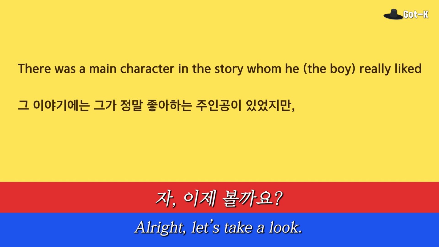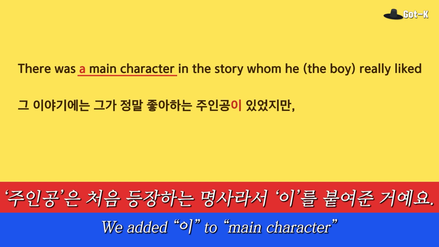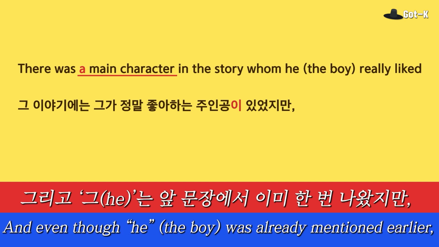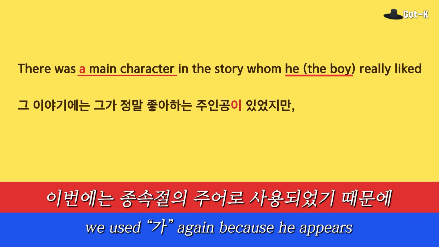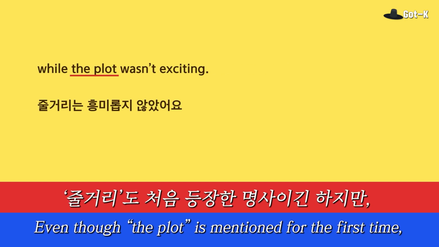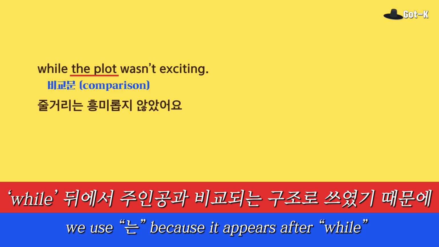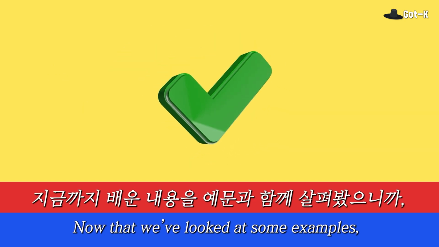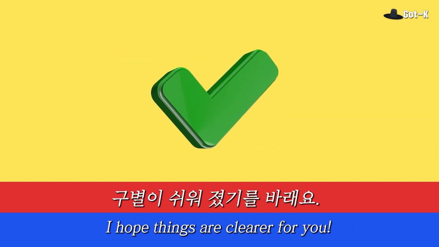All right, let's take a look. We added 이 to main character because it's mentioned for the first time. And even though he was already mentioned earlier, we used 가 again because he appears as the subject in a subordinate clause. Let's keep going. Even though the plot is mentioned for the first time, we use 는 because it appears after, while, and is being compared to the main character. Now that we've looked at some examples, I hope things are clearer for you.